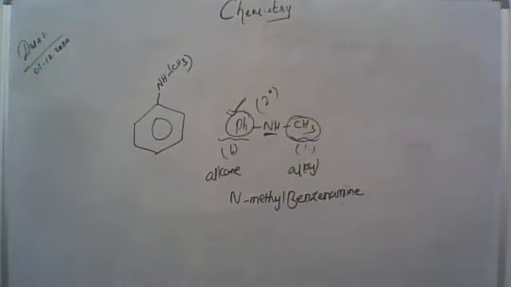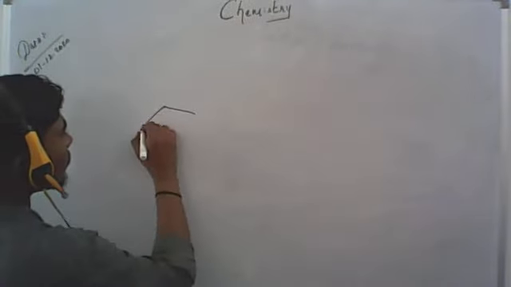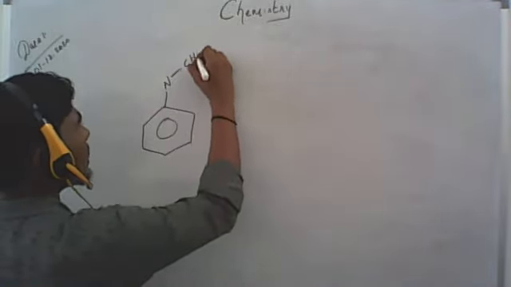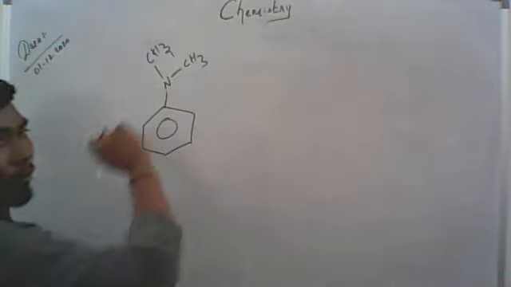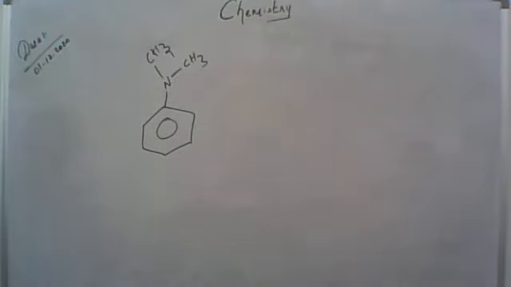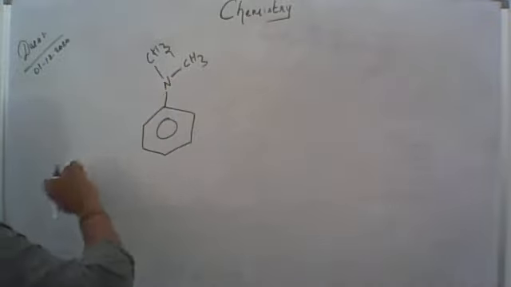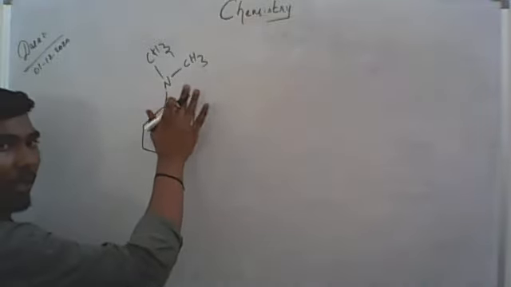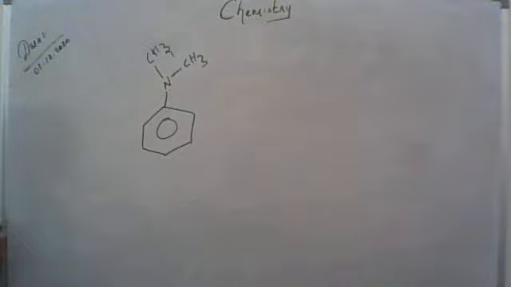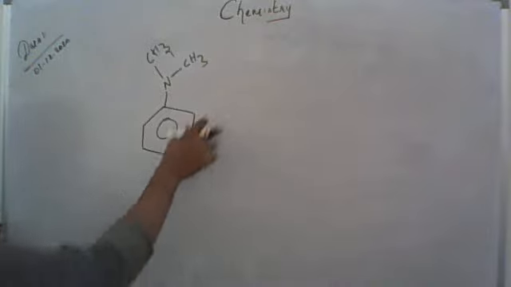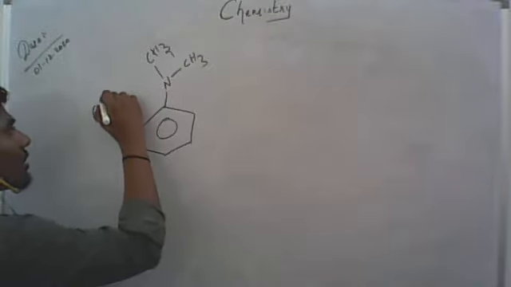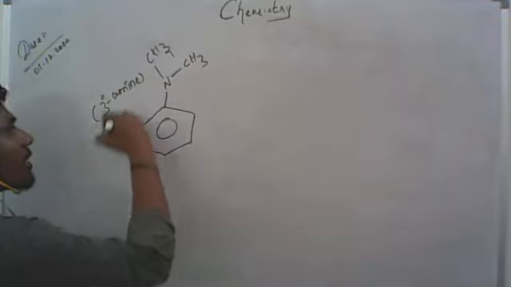Okay, next. NCH3 CH3. What is the IUPAC name and what type of amine is present in this compound? First see here, only nitrogen is present. There is no hydrogen. All 3 hydrogens are replaced by 1 phenyl group and 2 methyl groups. So it is completely replaced, so it's a tertiary amine.